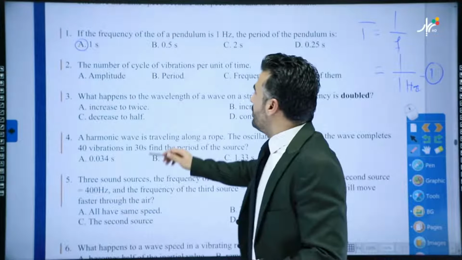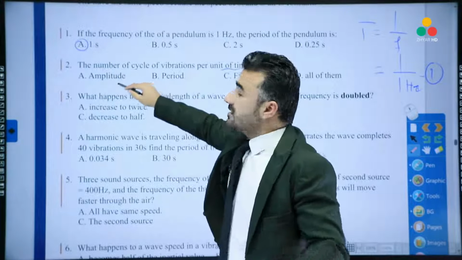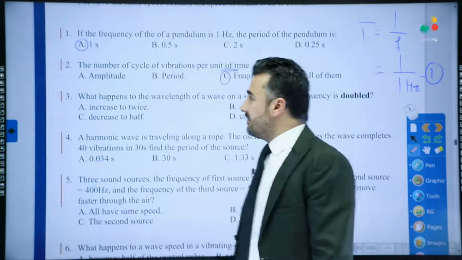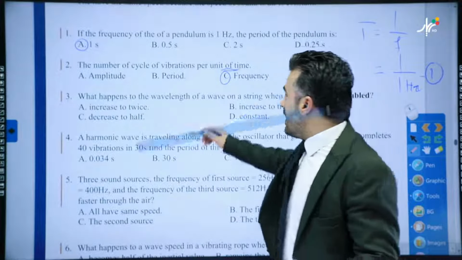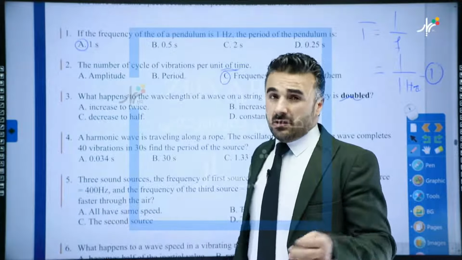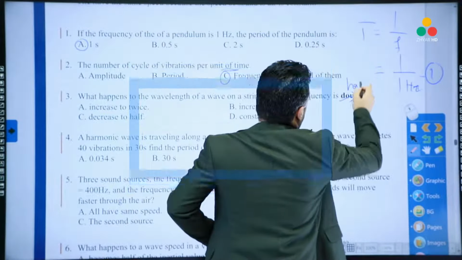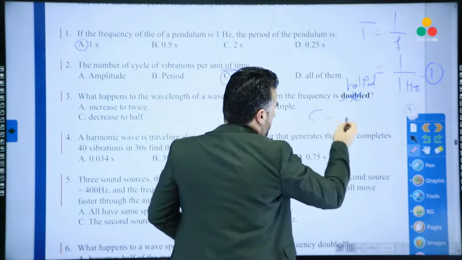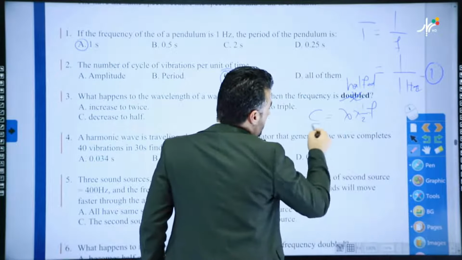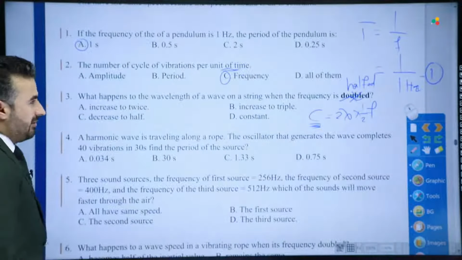The second one says the number of cycles of vibration per unit time. That is a definition, basically. The number of cycles, or the number of vibrations per unit time, that is frequency. Very good. The third one says, what happens to the wavelength of a wave on a string when the frequency is doubled? If the frequency is doubled, then the wavelength would be half. Let's change this question. What happens if the frequency is halved? Once again, speed equals what? Wavelength times the frequency. If the frequency is halved, this is still in the air, so the speed has to remain the same. Then, of course, the wavelength must increase by a factor of 2.